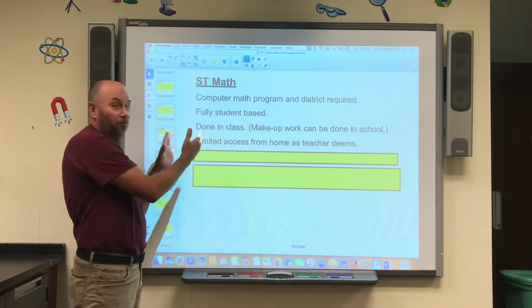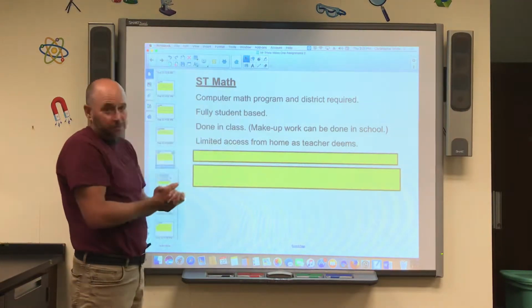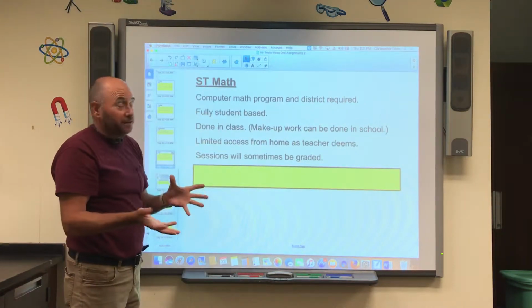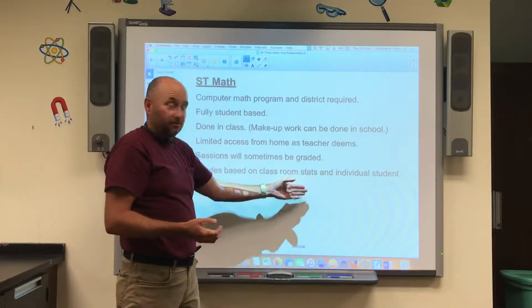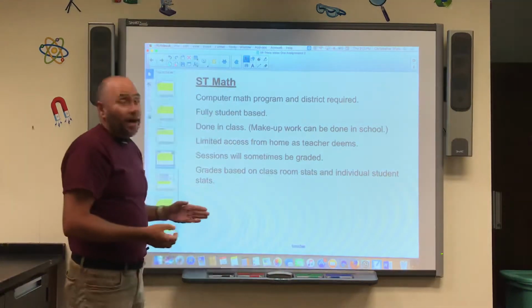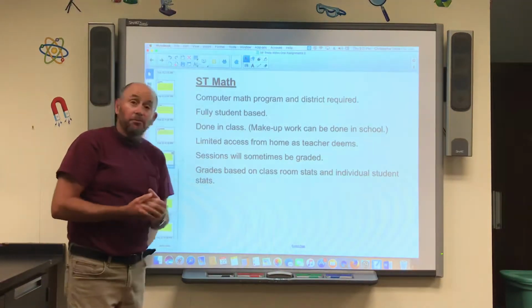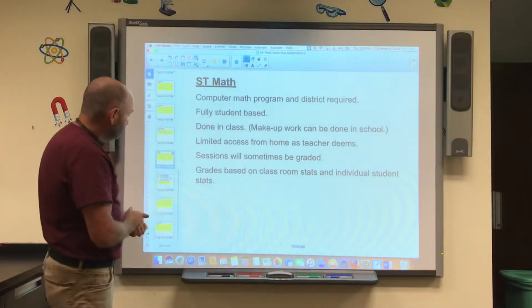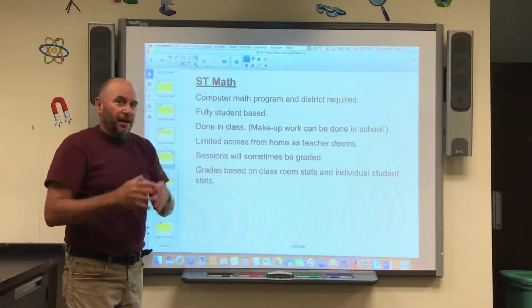In other words, I will open it up sometimes so kids can work on it at home, but mostly I will do ST Math in class. Sessions will sometimes be graded, and they are graded based on classroom stats and individual student stats. So it's an individualized grade, and it's a great way for kids to earn points and boost their scores through their efforts.